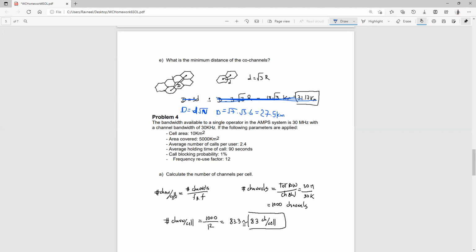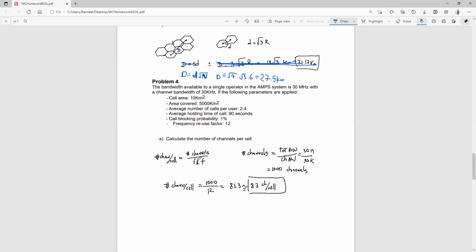So the channels per cell is equal to number of channels divided by frequency reuse factor. In this particular case, the frequency reuse factor is given over here, that is 12. Number of channels is what we have calculated, 1000. So number of channels per cell is equal to 1000 divided by 12, which is equal to 83.3.